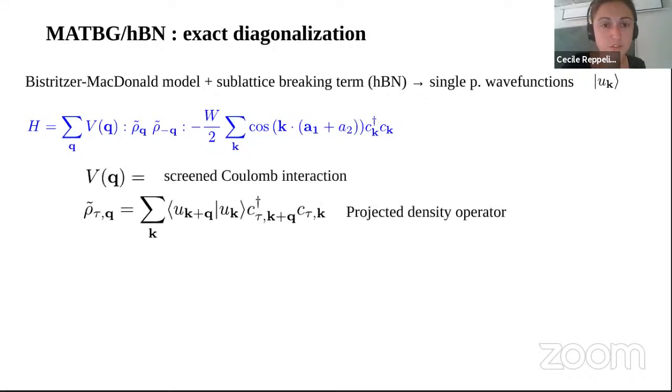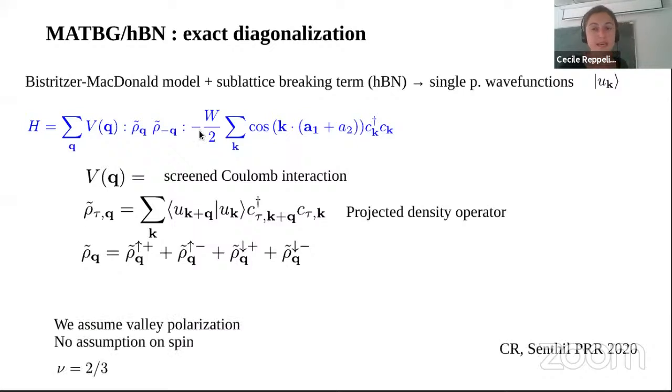As I said, V(q) is the screened Coulomb interaction. Rho tilde q is the total projected density operator, where I have my form factors as I had earlier. And we're going to assume valley polarization because it's seen in experiments, so it's a sensible assumption, but we're not making any assumption on spin, and we're working at filling fraction 2/3.